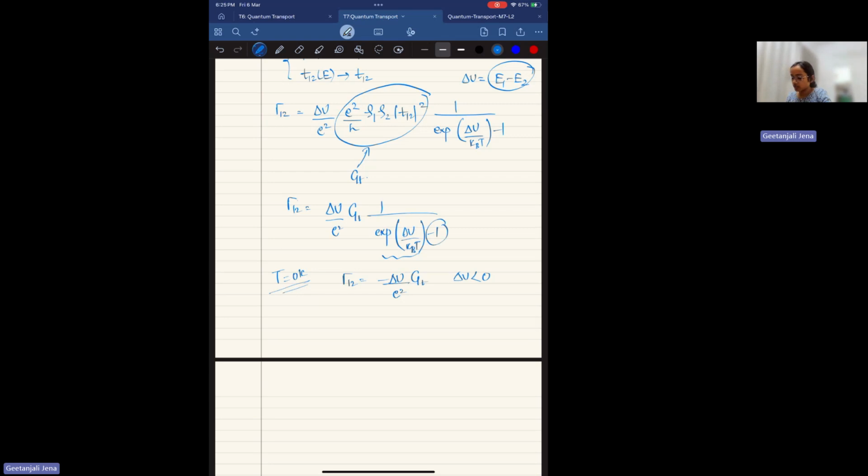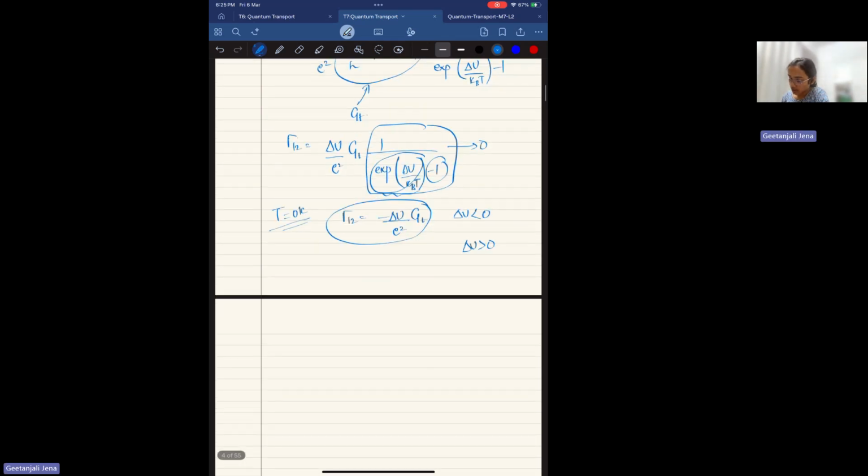So we'll get a minus 1 here. So that is why gamma 1, 2 will be minus delta U by E square GT. And when delta U is greater than 0, this term will become infinity, so this term will go to 0. So that is why gamma 1, 2 will be 0 when delta U is greater than 0. So this is for the case T equal to 0 Kelvin.